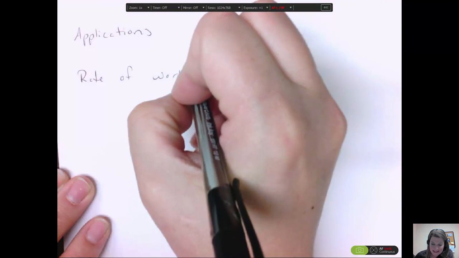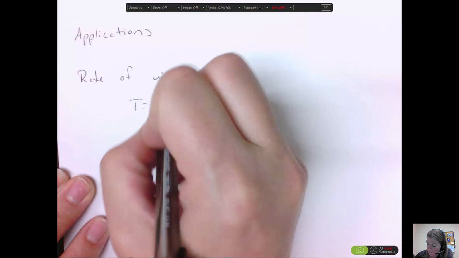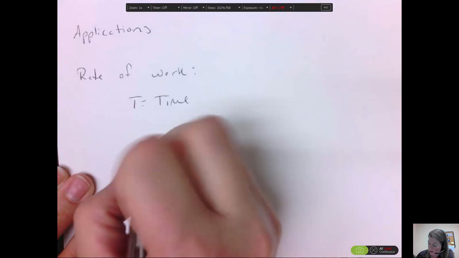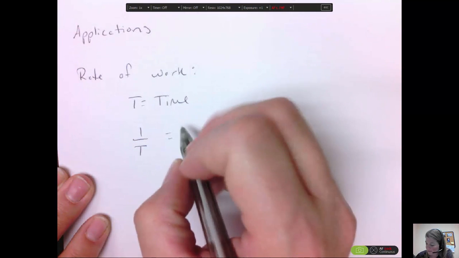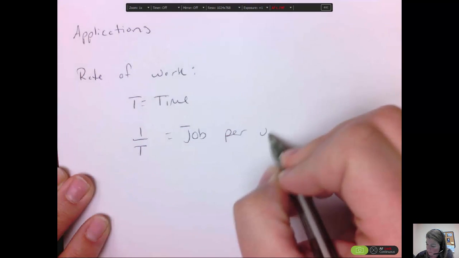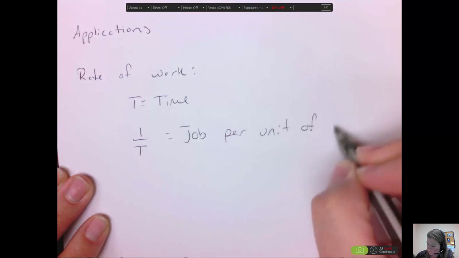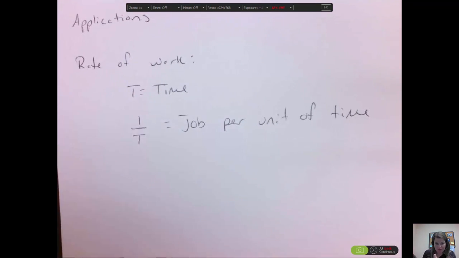If t is time, so let t equal time, then 1 over t is going to equal the job per unit of time. And that's kind of a big idea: we're going to write the rate of work as 1 over t. So let's look at an example that walks us through this.